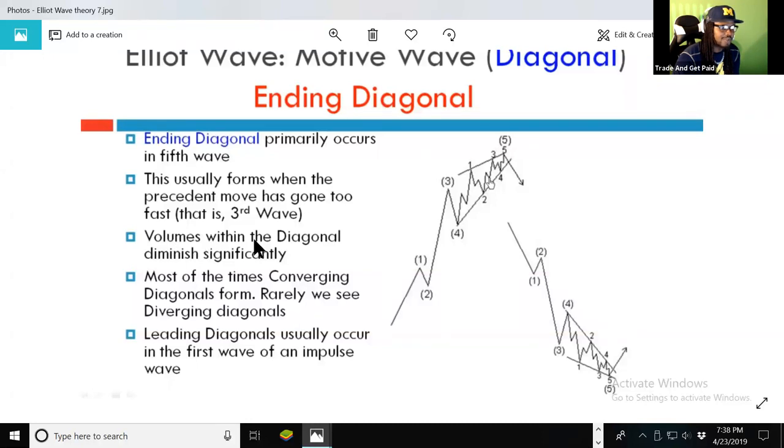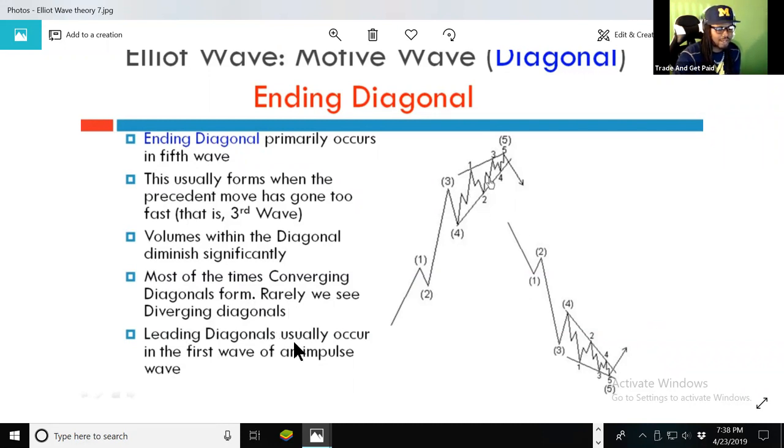All right. Volume in a diagonal diminishes significantly. This is when we talk about those areas where you start seeing divergences when you're looking at your indicators. I'll also give you guys an indicator to use for Elliott Wave. That's very beneficial. Everybody has it, you just haven't probably used it often enough. All right. Most of the time, converging diagonals form. Rarely we see a diverging diagonal. So when you start seeing the market converging on itself, when you set up those ranges from your lows and your highs connecting, you see the market start to converge in on itself. That's what converging diagonals are, right?